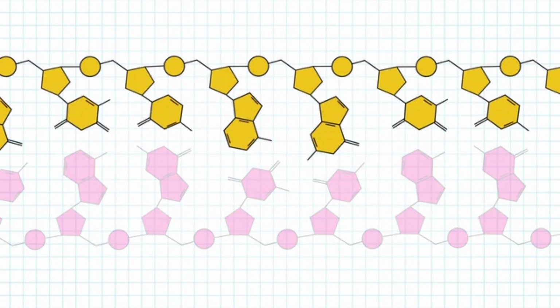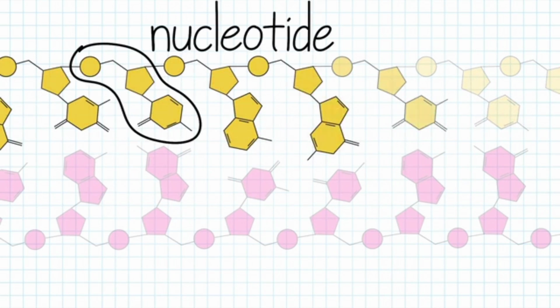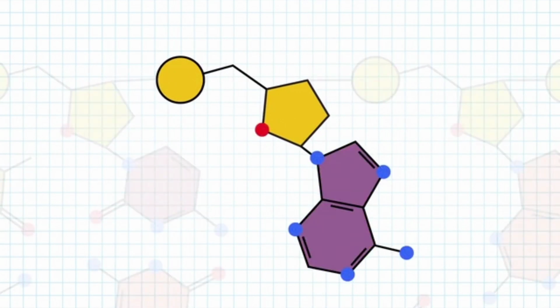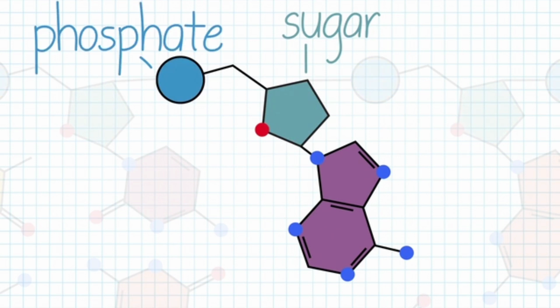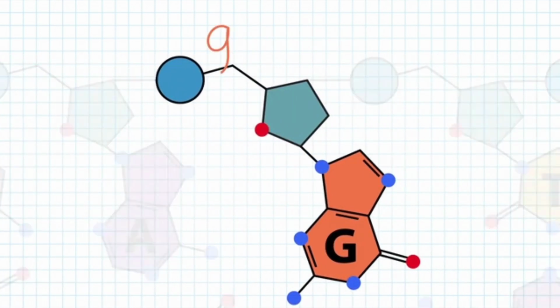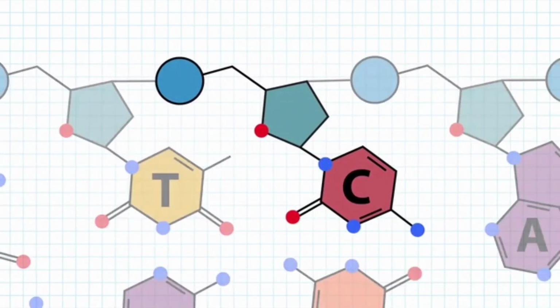Each strand is a polynucleotide, meaning the strand is made up of many individual units called nucleotides. A nucleotide has three components: the 5-carbon sugar, a phosphate group, and one of 4 possible nitrogenous bases: adenine, guanine, thymine, and cytosine.